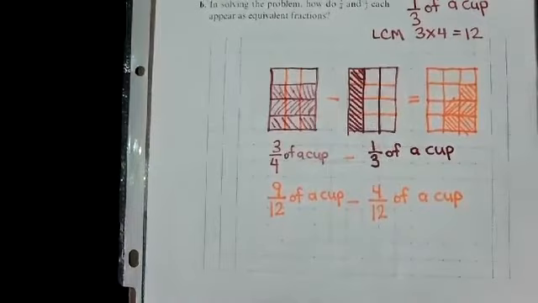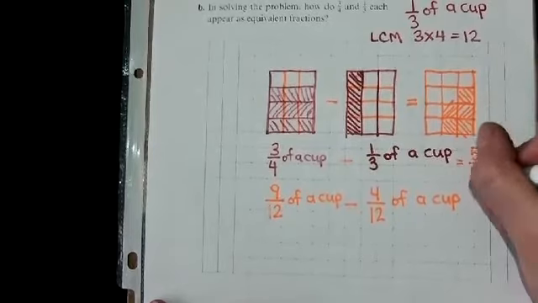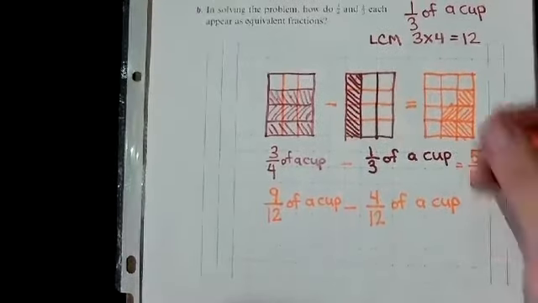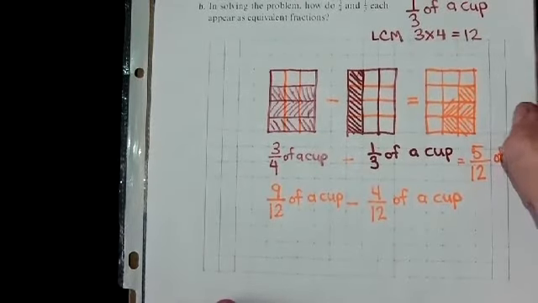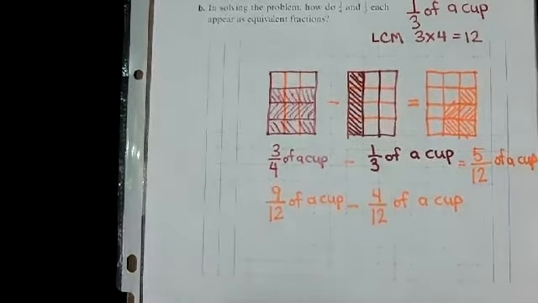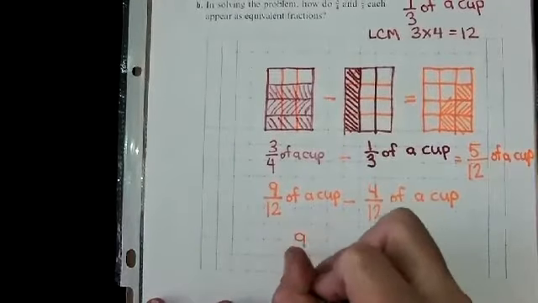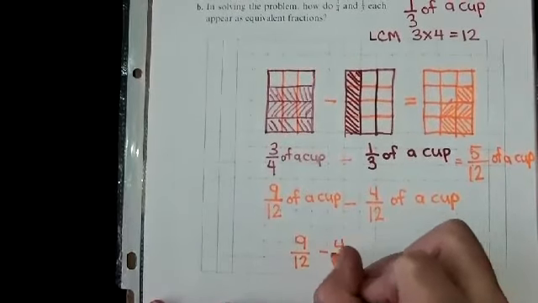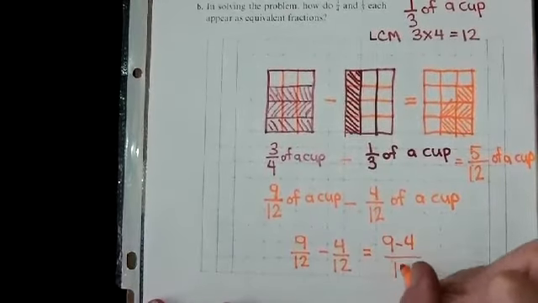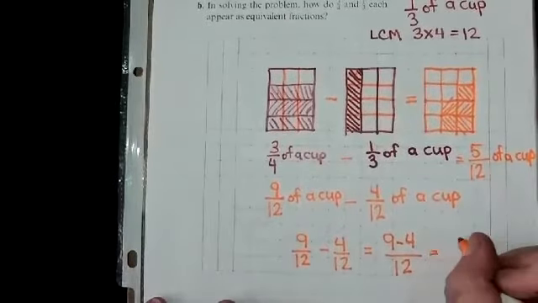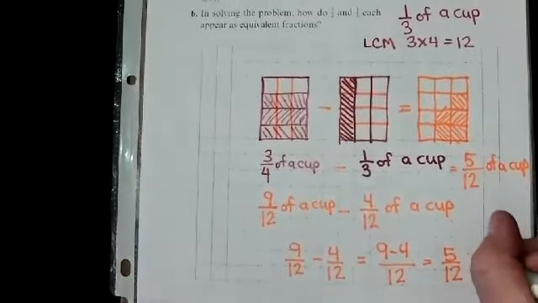The end result is 1, 2, 3, 4, 5. 5 out of 12 boxes are shaded, and the whole represents a cup. So 5/12 of a cup of water remain in the bowl. And if we use our traditional algorithm, where we subtract the numerators and divide by the same denominator, we end up with the same result of 5/12 of a cup.